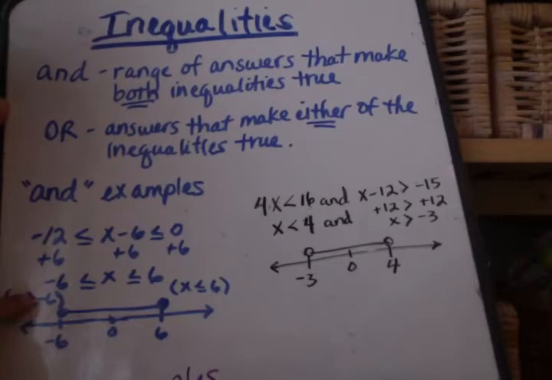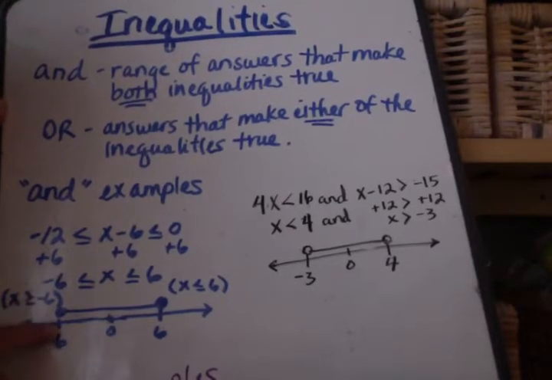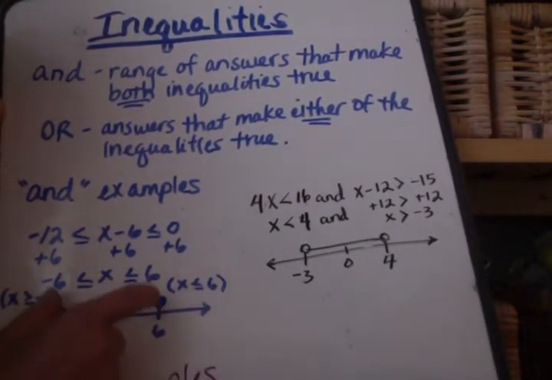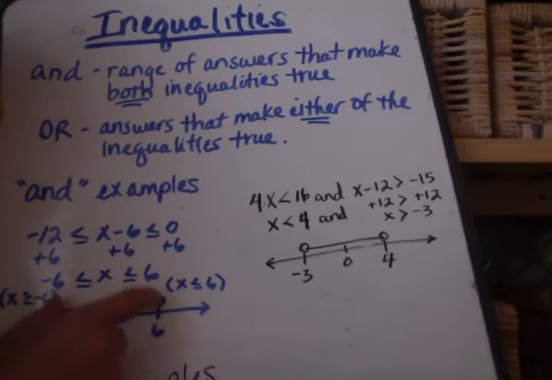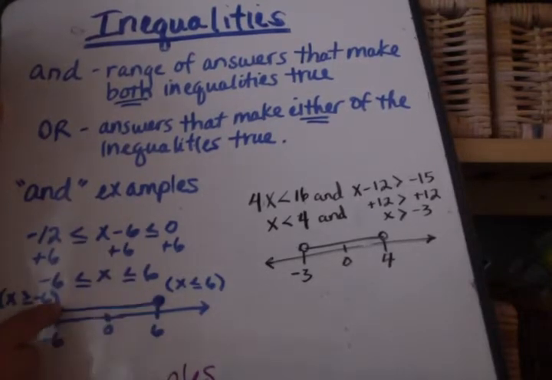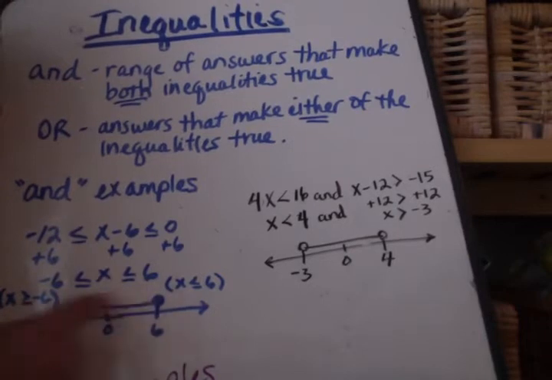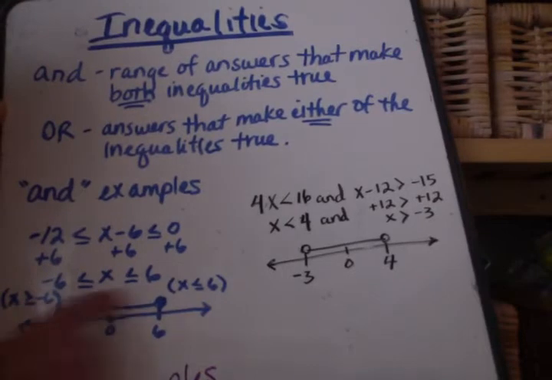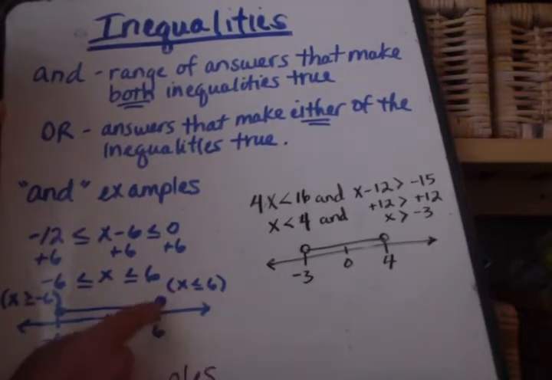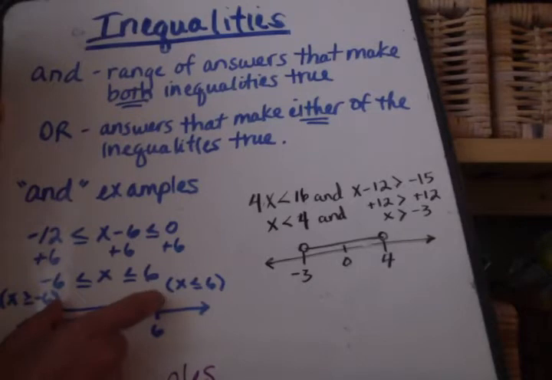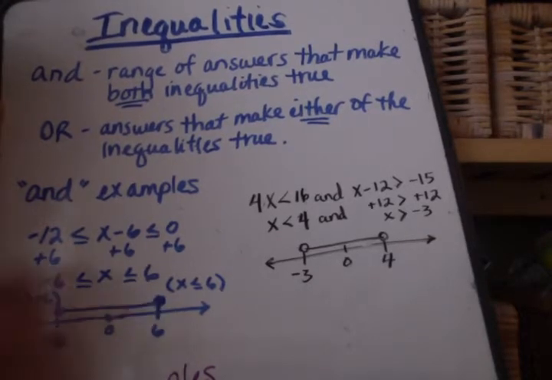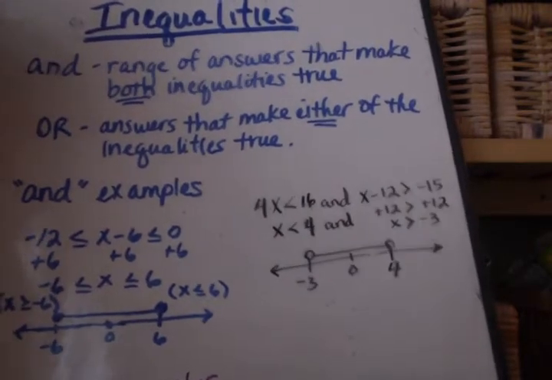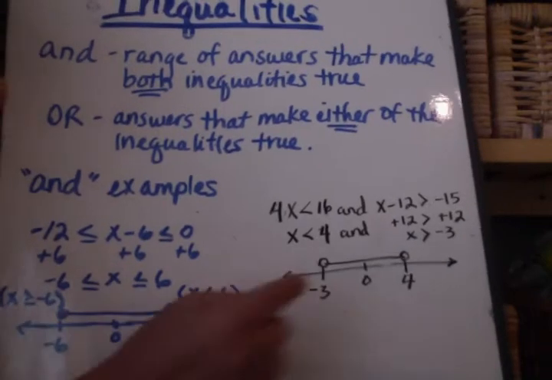And for this one, x is greater than or equal to negative 6. Here's negative 6, and it would go all the way here. But because we want the range of solutions that make both of these equations true, it's going to be between this, and that would be just the solution set. So independently, this would go all the way over here, and this one would go all the way over here. But because we want where they intersect, where both solutions are true for both equations, it would just be this range.